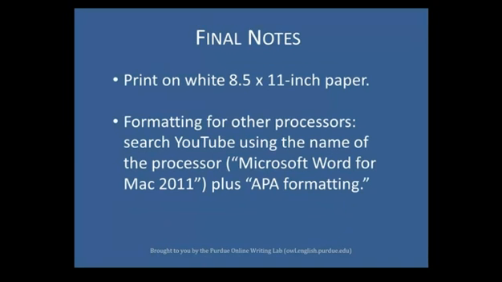Some final notes. Print your paper on white 8.5 by 11 inch paper. Also, if you are using a word processor other than Microsoft Word 2007, search YouTube using the name of the processor you are using, such as Microsoft Word for Mac 2011 plus APA formatting.